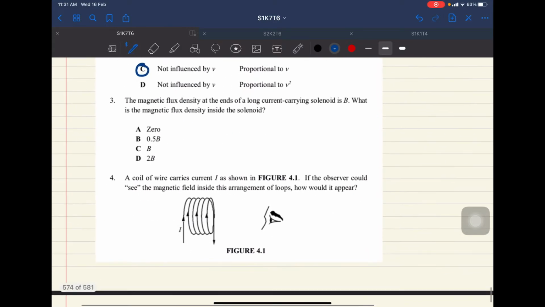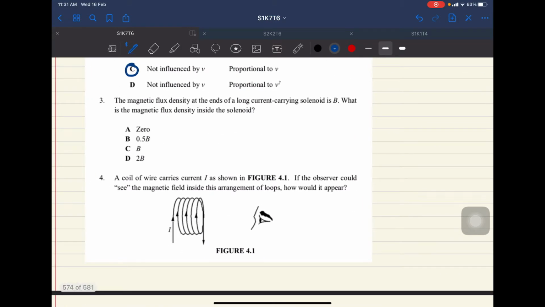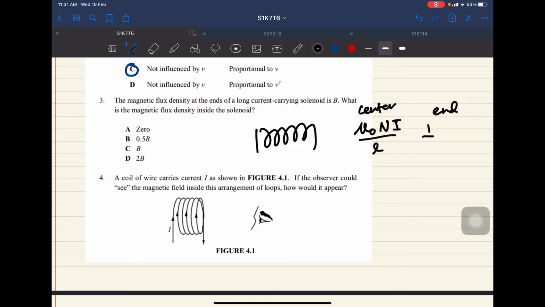Question number 3: the magnetic flux density at the end of a long straight current carrying solenoid is B. What is the magnetic flux density inside the solenoid? You know that for a solenoid, the value at the end is half compared to the inside. You have the formula mu naught N I over L, and this one is for the center. At the end, this becomes half. Given that at the end it is equal to B, that means the center is double that value, so it becomes 2B.